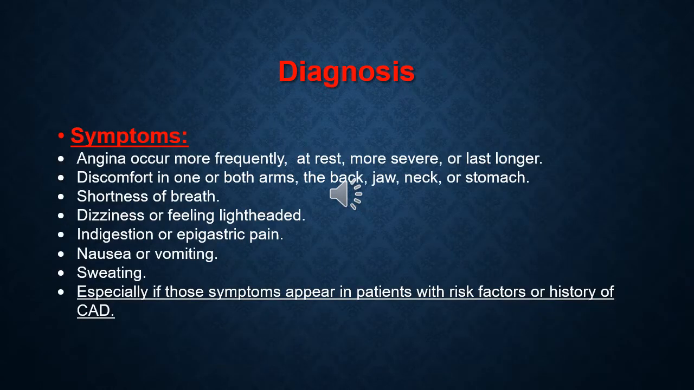So how to diagnose acute coronary syndrome? Firstly, we have to respect the symptoms, especially in the patient with history of coronary artery disease or risk factors of atherosclerosis or coronary artery disease, as we discussed before. The patient frequently has angina, which is diffuse chest pain at rest or progressing or lasting longer than before. The patient mostly has discomfort in one or both arms, in the neck and jaw, may be associated with shortness of breath or dizziness, epigastric pain or indigestion, nausea and vomiting, or sweating.